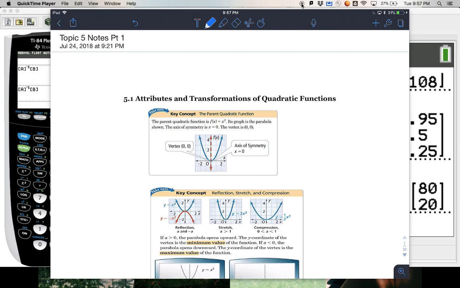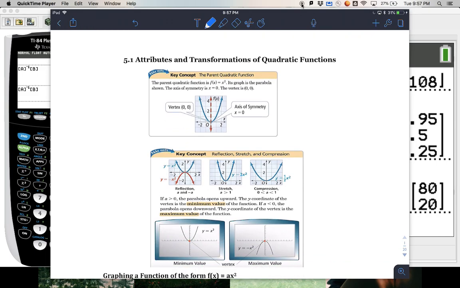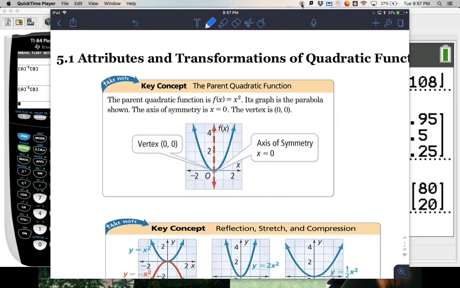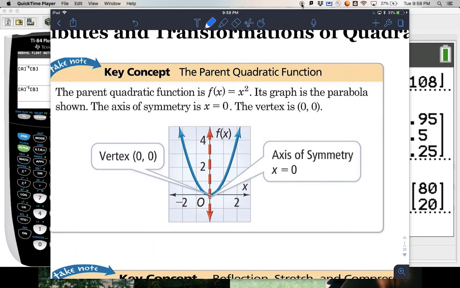Okay, guys, today we're going to be talking about quadratic functions and different pieces about them, and when we change certain pieces, how it affects the graphs. So here is your parent quadratic function. The vertex of the parent function right there is at (0, 0). And you also have an axis of symmetry of x equals 0.